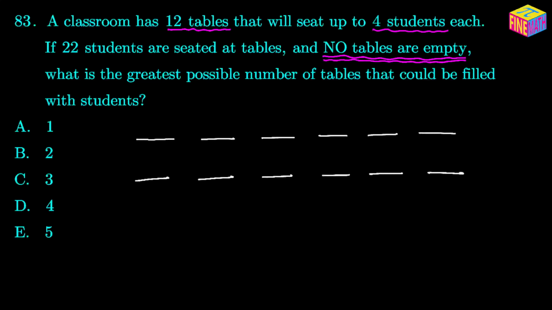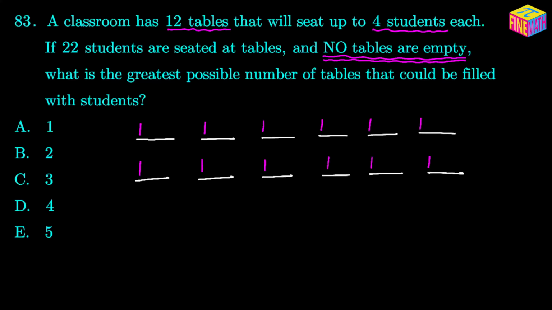And now we're going to seat one student at each table. So I'm going to assign one student here, another student here, and another, and another, and so on for every table. That way, at least we know that no tables are empty. That means each table has at least one student.